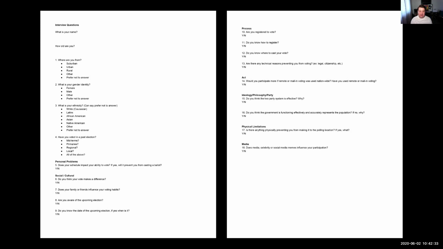And then finally, physical limitations. Is there anything physically preventing you from making it to the polling location? And media influence. Does media, celebrity, or social memes influence your participation? And what we're looking at here is a simple output of the shared Google Doc that students created and used as the backdrop for all the ethnographic interviews that they were to create.